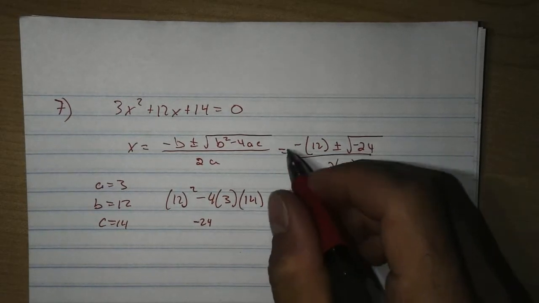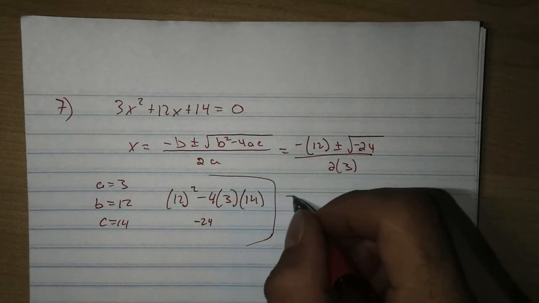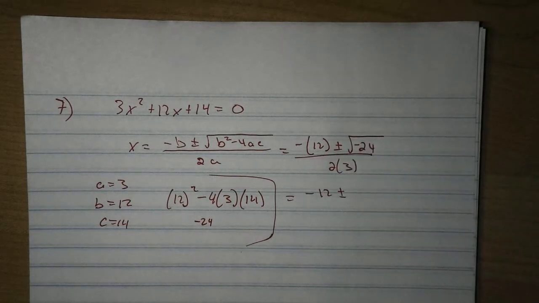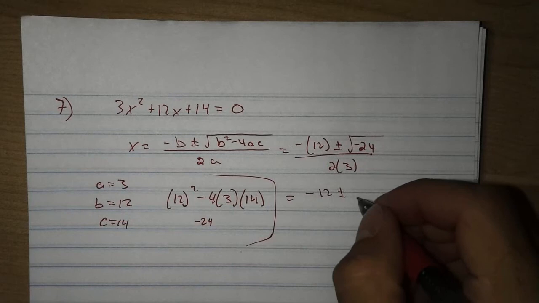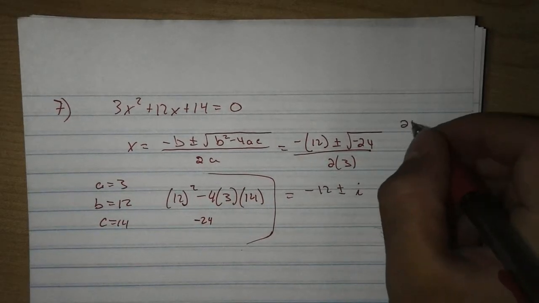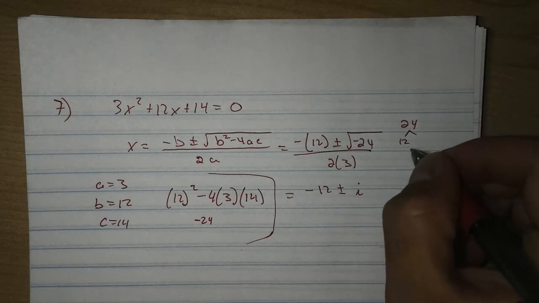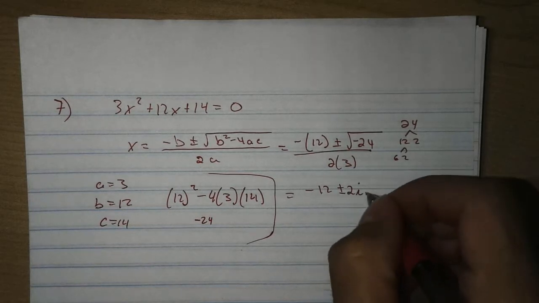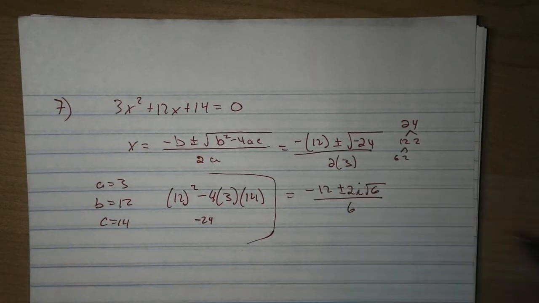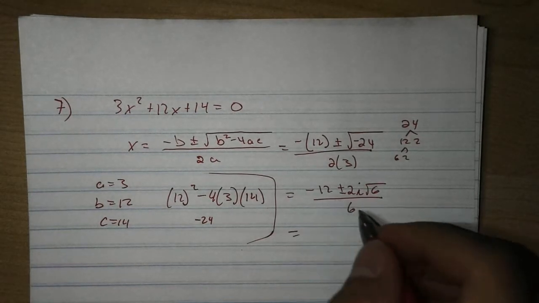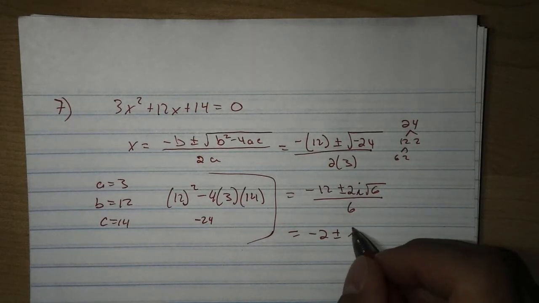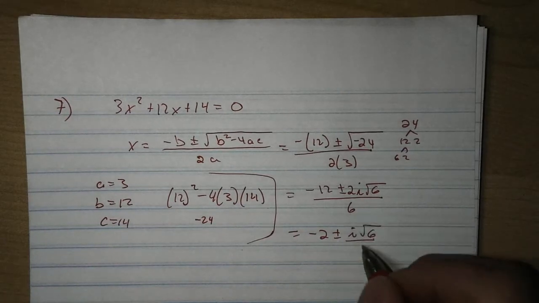I'm going to keep simplifying this. So negative 12 plus or minus. Simplify this, and i comes out. Let's break down 24. 12 and 2. 6 and 2. So a 2 comes out. Over 6. Now we can simplify this. Negative 12 divided by 6 is negative 2, plus or minus 2 over 6, it goes in 1, so just i. 2 goes into 6 3 times. That would be our final answer.